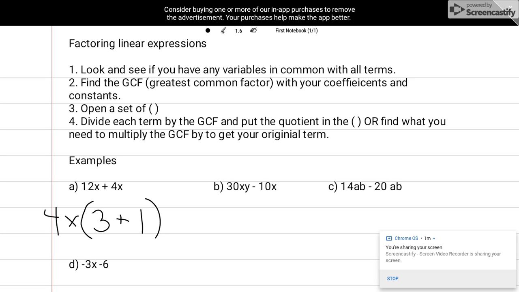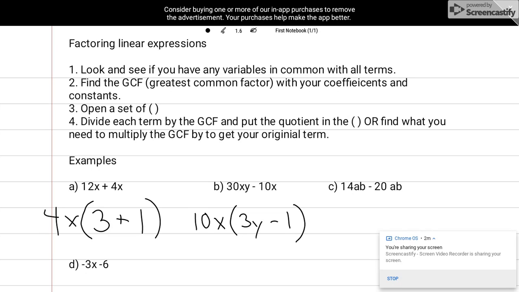Let's look at B. They have an x in common, and I see that the 30xy has a y on it, but my 10x does not. So therefore, I cannot take out the y. My GCF with my coefficients is going to be 10. Open my set of parentheses. I need to multiply 10 by 3 to get 30. I already have an x, but I need a y. So the term that's going to be on the inside is 3y. And I'm going to be minusing here. 10x times 1 will get itself, so the answer is just 1. So my final factored form is 10x times 3y minus 1.